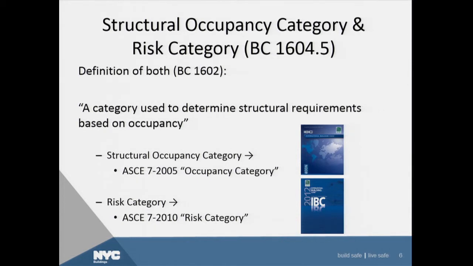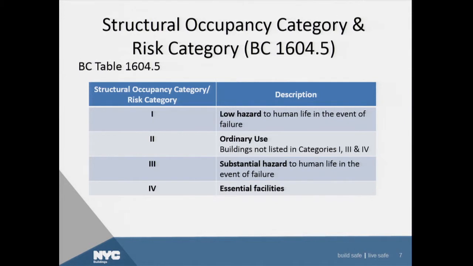So if you go back to my earlier slide, it's primarily earthquake requirements that we're looking at with regards to risk category and when that term is used. But going forward, future editions of the New York City Building Code would end up having the term risk category, because that's the direction that nationally the industry is going in.